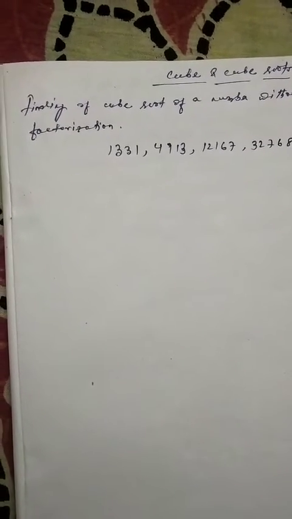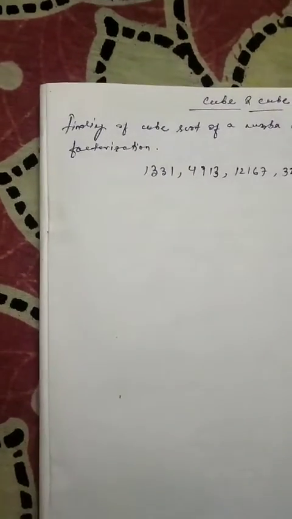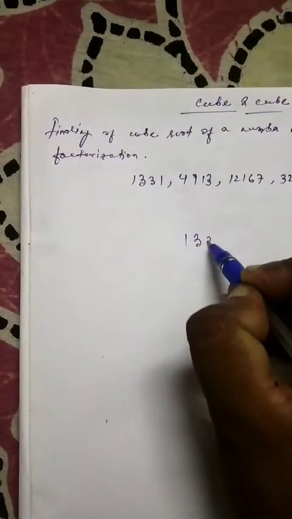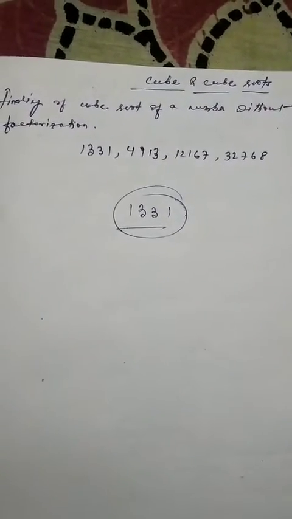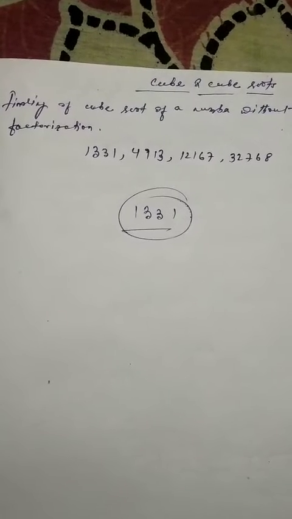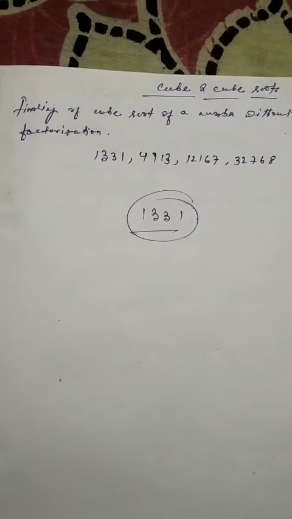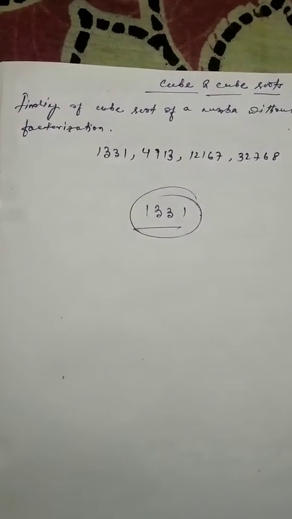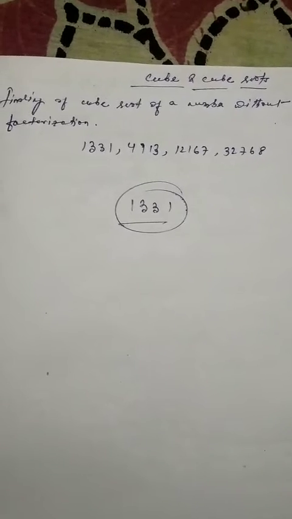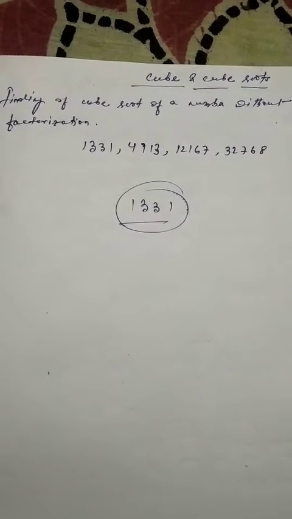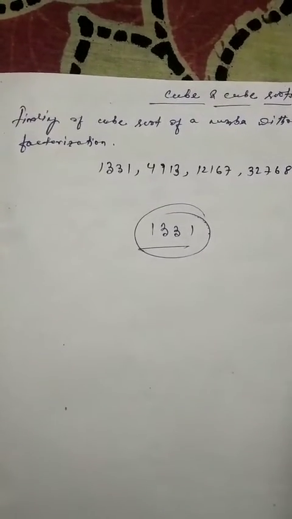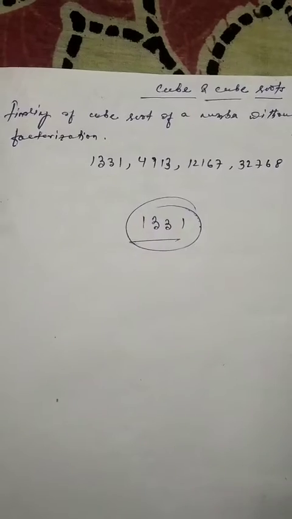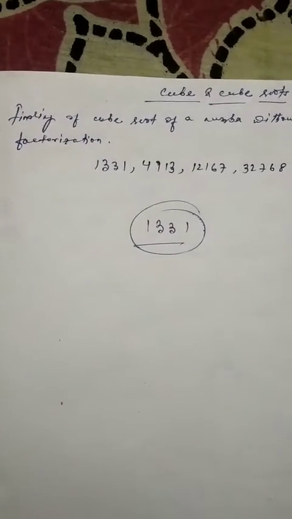So this is what I'm going to explain. The first number is 1331. I'll find the cube root of this number without performing the prime factorization process. So children, the number is 1331. Just similar to square and square roots, the very first thing that we have to do is make groups of 3 digits from the rightmost side.